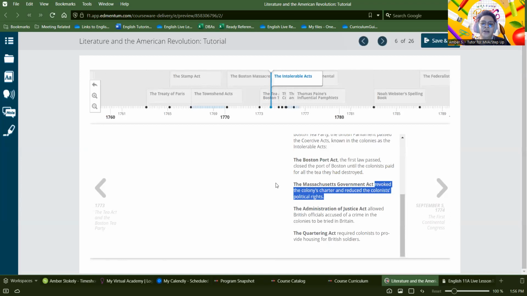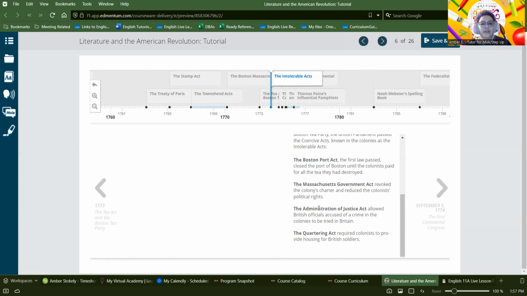And Britain basically said, oh, you don't get to make rules for yourself anymore. You have to follow ours, and we say you get to do this, this, and this. That's pretty much what this did. It undid all of the work that the colonists had done to sort of shape their own way of life there. The next one is the Administration of Justice Act.